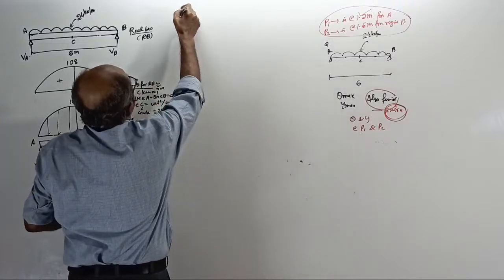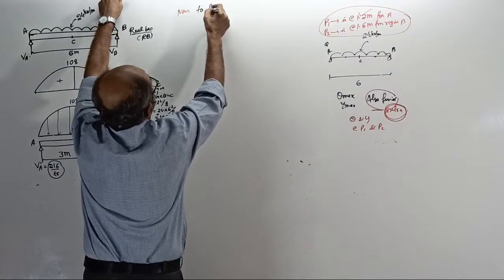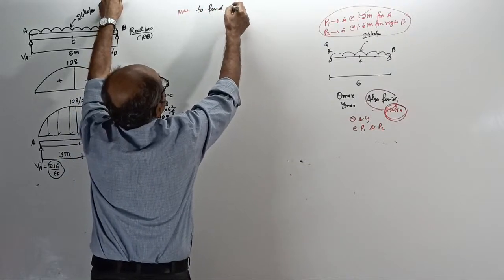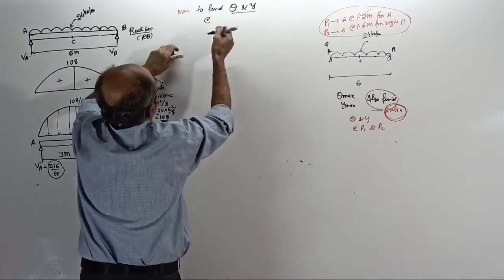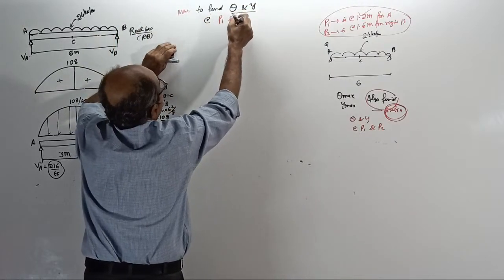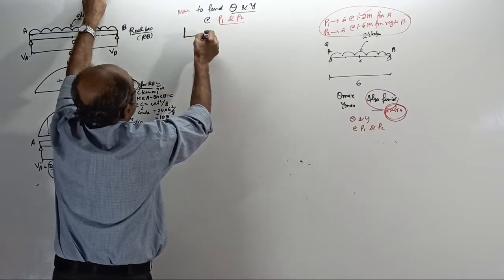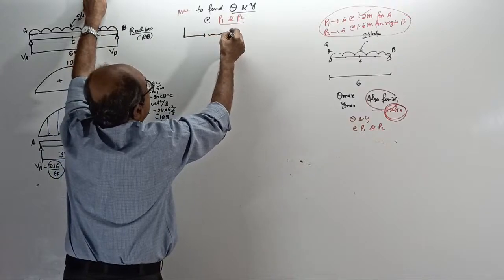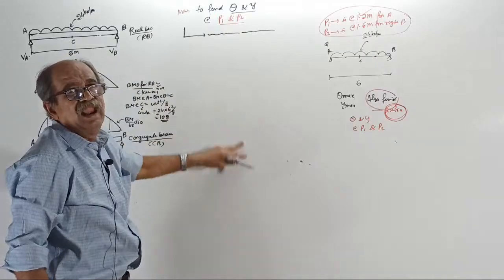Now, to find slope theta and deflection y at those 2 points, which points? P1 and P2. See, what I am doing? I am going to tell something now. What all I dictate, you should write. Remember, now what all I tell, you should write.